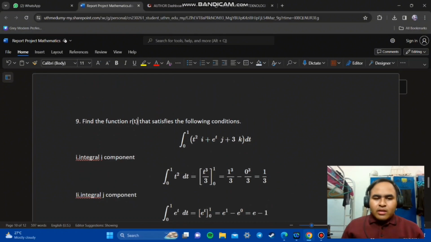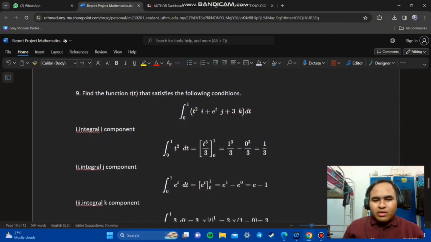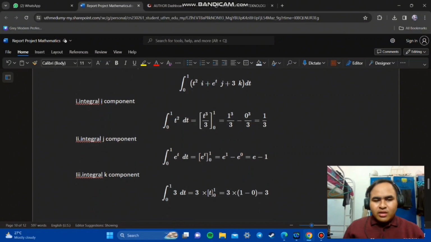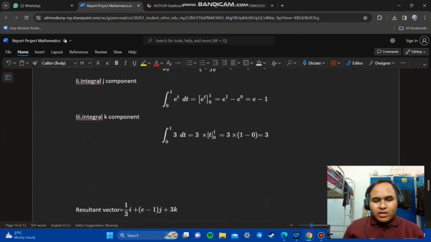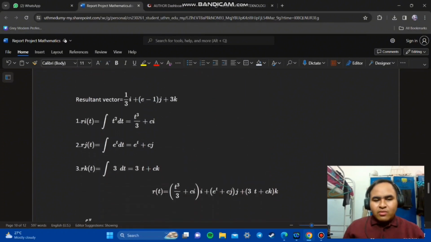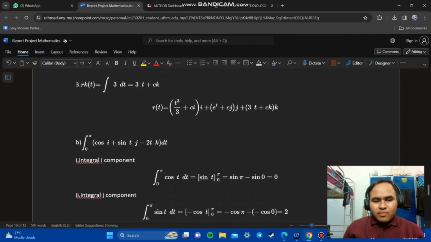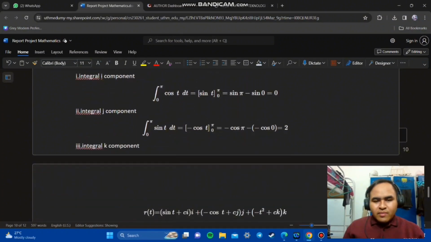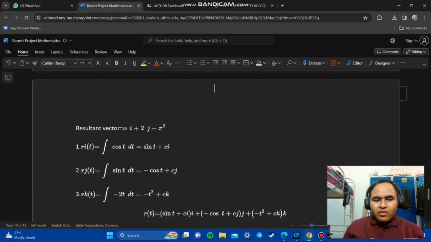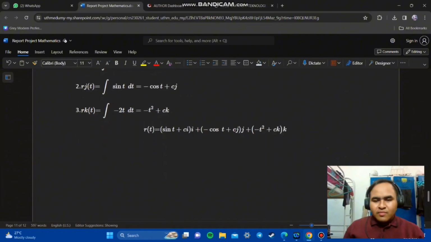First, we need to separate into 3 components i, j, k, and integrate all the components to get the final answer. And lastly, for question 9, find the function r(t) that satisfies the following condition. Same like question 8, we must separate the equation into 3 components i, j, k, and then integrate all of the components. But with this question 9, we got the resultant vector, and then we need to compute the resultant vector for all components i, j, and k to get the final answer. Same goes with question 9b. Integrate all the components i, j, k, and then we find the resultant vector for all components to get the final answer.